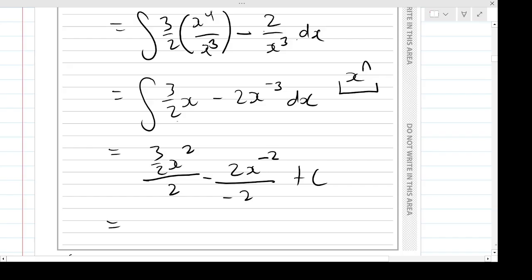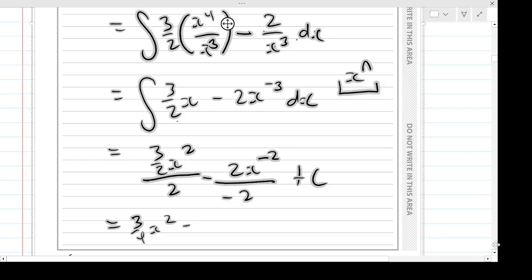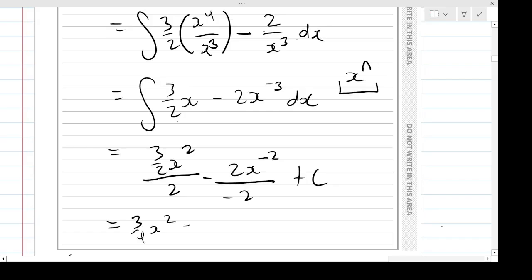And lastly, we can just simplify what we've got here. So the first fraction here, 3 over 2 divided by 2. If you do 3 over 2 divided by 2 on the calculator, you would get 3 over 4. So that's 3/4 x squared. Then we're going to take away, now this is saying minus 2 divided by minus 2. That's just plus 1 then, right? So that's just plus 1 x to the minus 2. But of course that's just itself, right? So it's just x to the minus 2. And then we add our c on the end. And that is it. That is my final answer.